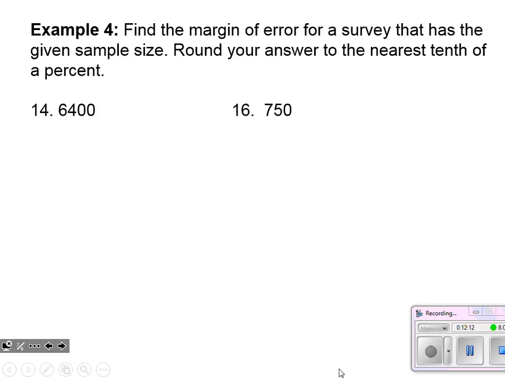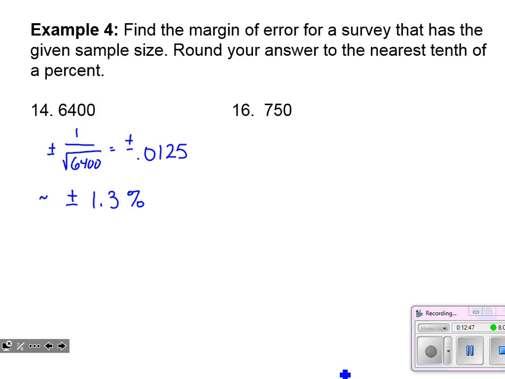All right, example 4, find the margin of error for a survey that has the given sample size. Round your answer to the nearest tenth of a percent. So here we're using our little margin of error formula. For number 14, that margin of error is going to be plus or minus 1 over the square root of 6,400, which equals plus or minus 0.0125. And as a percent rounded to the nearest tenth, that's plus or minus 1.3% approximately.